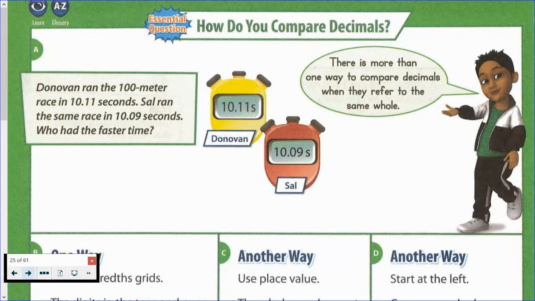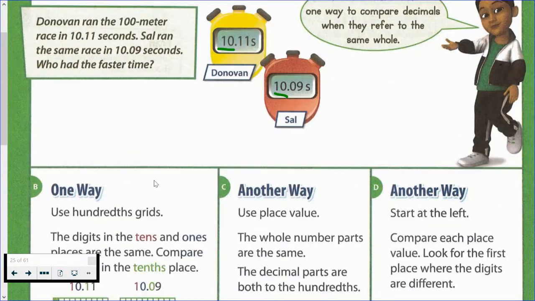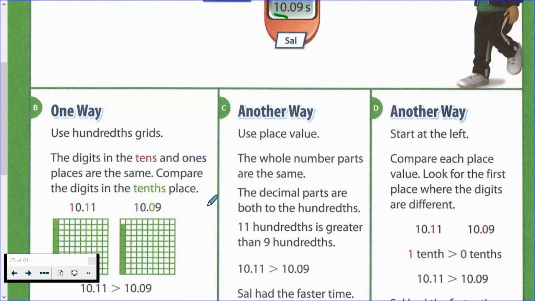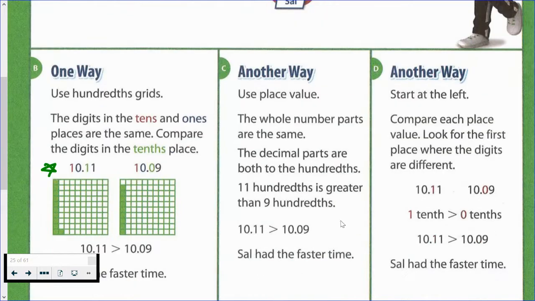If you turn the page and look at the visual learning, you will see another situation where we are comparing the running times of two students. You'll notice these running times have whole numbers included, but you'll see demonstrated on this page that there are a couple different ways that you can compare. If it is helpful, you can use grids and diagrams, as you'll see here. You can do exactly what I just did and also use place value.